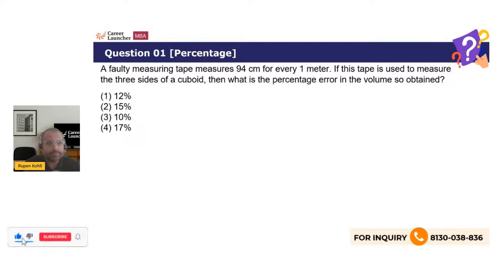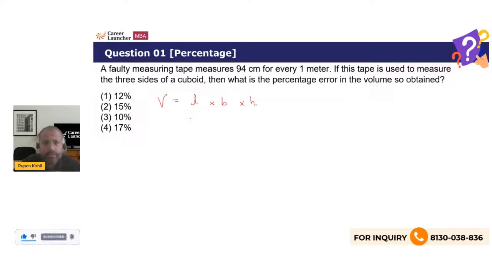Next, the first one. A faulty measuring tape measures 94 centimeters for every 1 meter. If this tape is used to measure volume, so obtained. Volume is obviously the product of the three dimensions, length into breadth into height. So the point is you're making a 6% error in measuring each of the three parameters, because you're measuring 6 centimeters less for every 1 meter. So that's 6% of error.